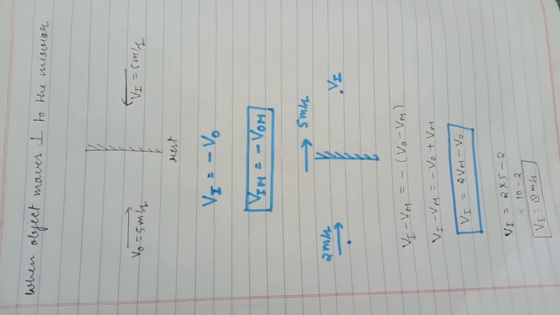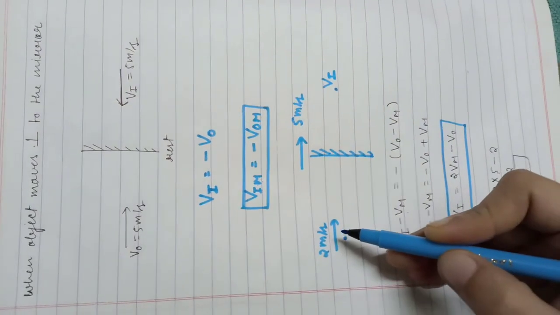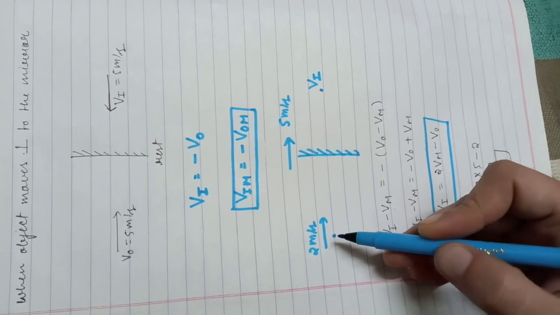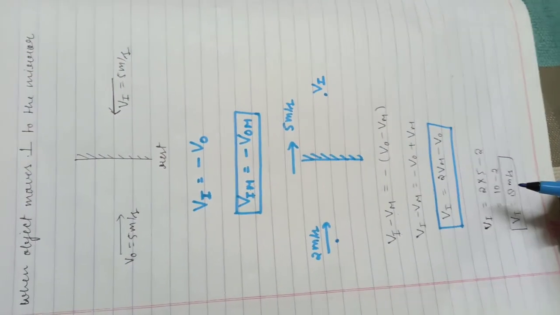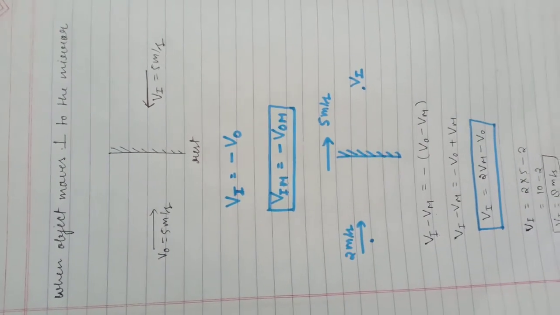I told you that if this is on the opposite side, take the minus sign. Take the negative sign here, and you will solve the question and get the right answer. So this is all about plane mirror.